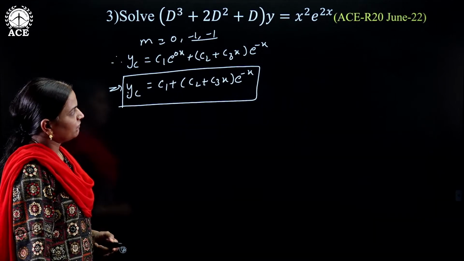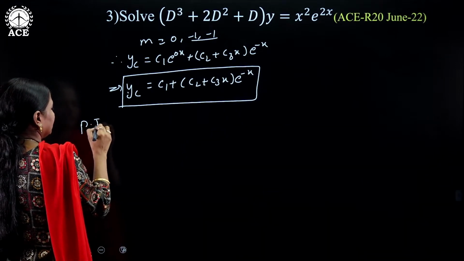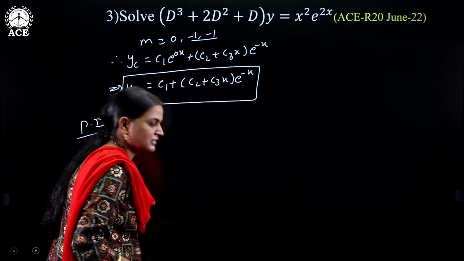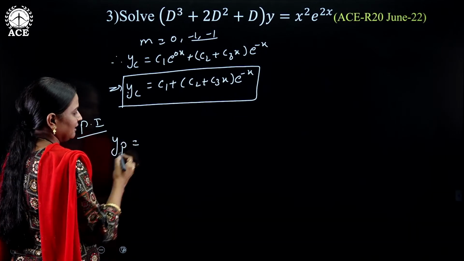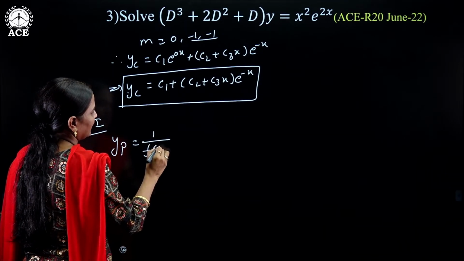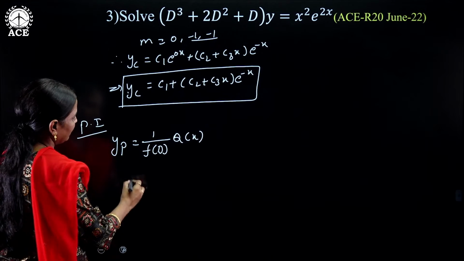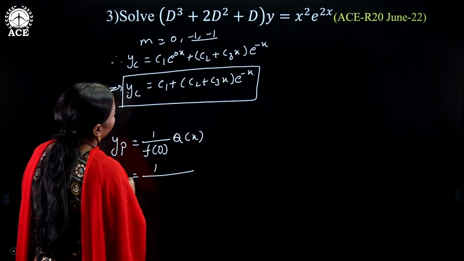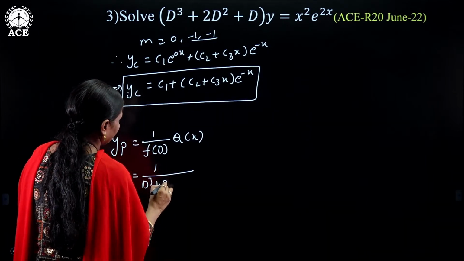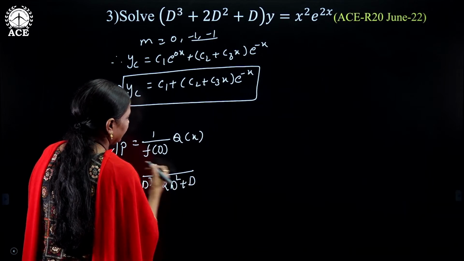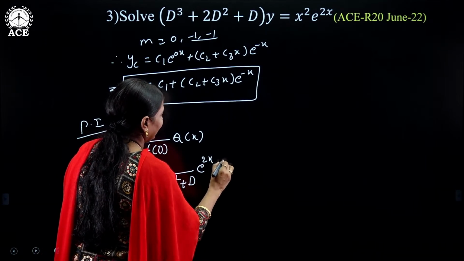This is the complementary function, means the first part of the general solution. Next, how to find the particular integral. To find the particular integral, first write the definition. What is the definition of particular integral? By the definition, we have yp is equal to 1 by f of D into Q of x. This is the definition. Now here, what is f of D? f of D is equal to D cube plus 2D square plus D, and Q of x is equal to e power 2x into x square.